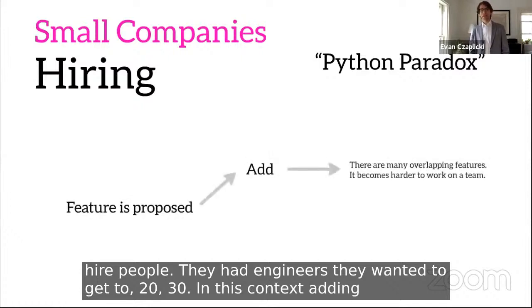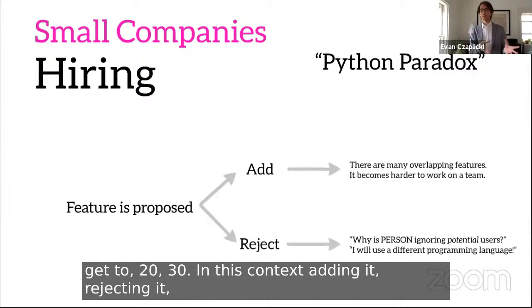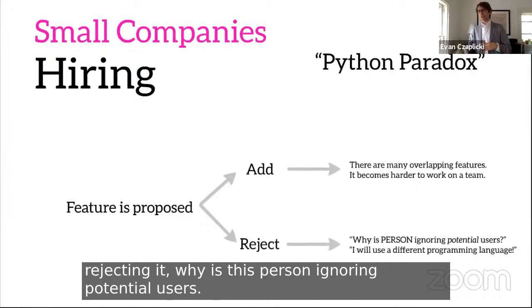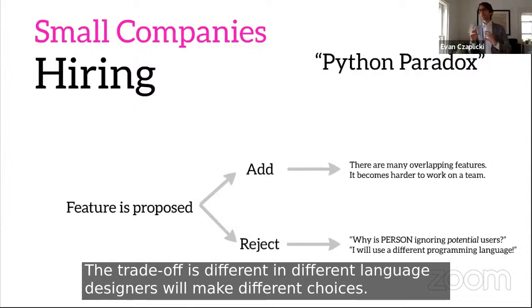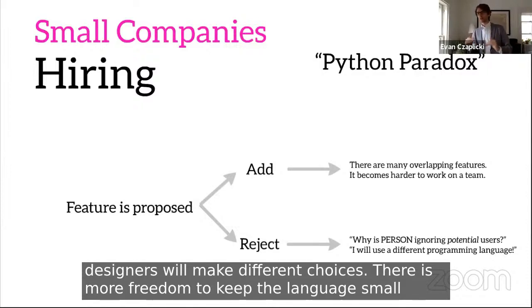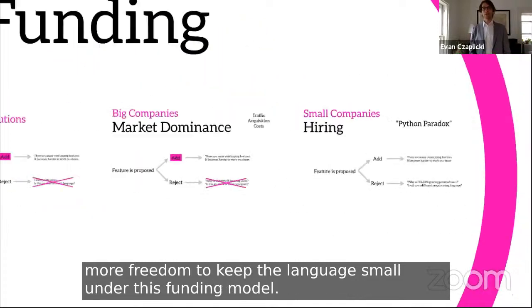So in this context, adding has the same downside as before, and rejecting, it's like, why is this person ignoring potential users? It's not everybody. Elm is some fraction of the overall JavaScript world, and maybe I'm going to use a different programming language. And so the trade-offs here are different, and different language designers are going to make different choices here. So I think there's more freedom to keep the language small under this kind of funding model.